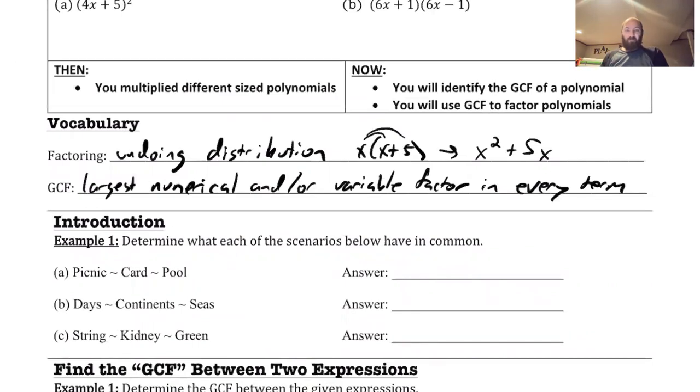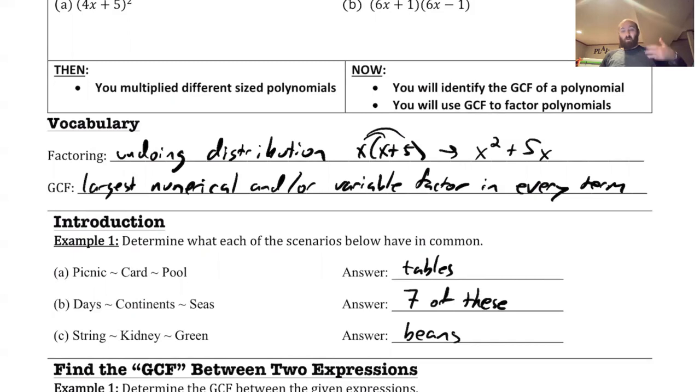It's a fun little game here. So try to figure these out. If you want to pause the video real fast, see if you can answer all three of these. To be honest, the first one threw me off a little bit. So picnic, card, and pool, what do these all three have in common? They are all tables. Days, continents, and seas. There are 7 of these. And I was not planning on rhyming, but I did. Okay. Stream, kidney, and green. They're all beans.